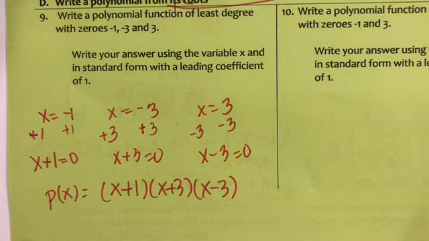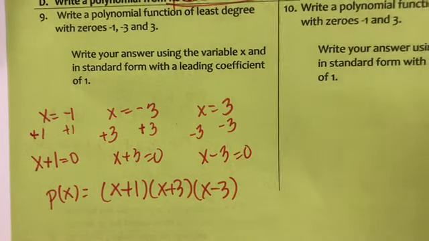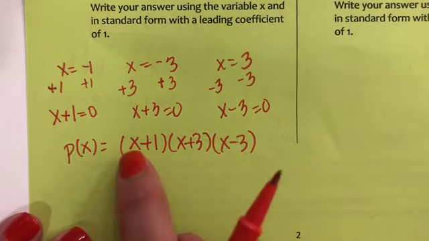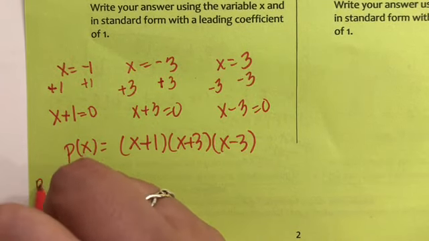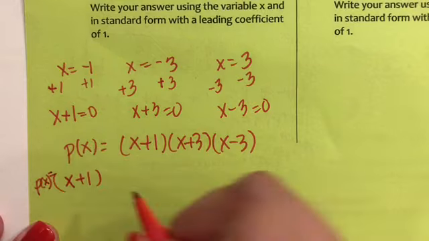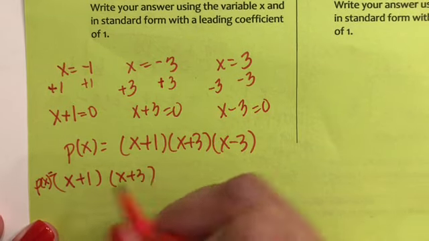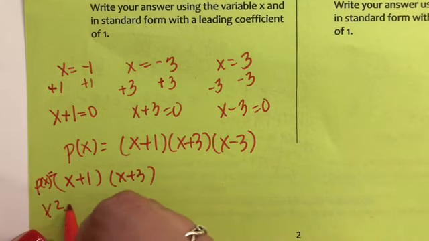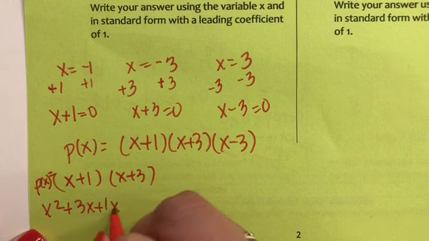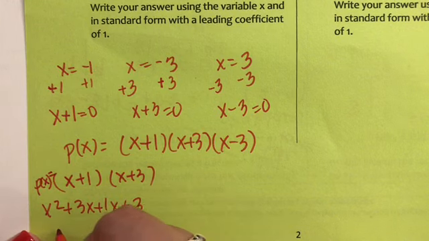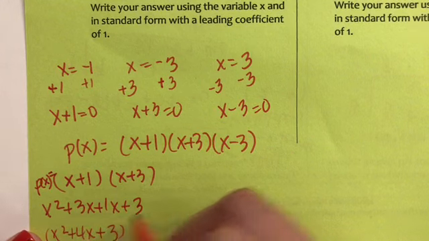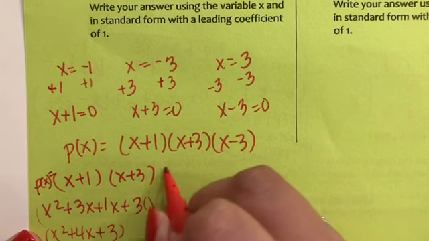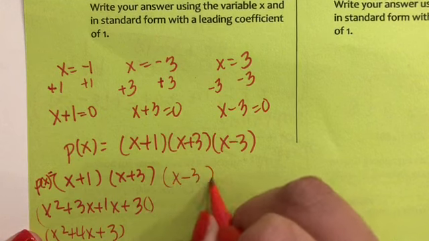I want you to go ahead and multiply this out, please. So let's do the first two. x plus 1, this is still p of x, x plus 3. So I'm going to get x squared plus 3x plus 1x plus 3. And then x squared plus 4x plus 3. And then all of that is still multiplied by x minus 3.